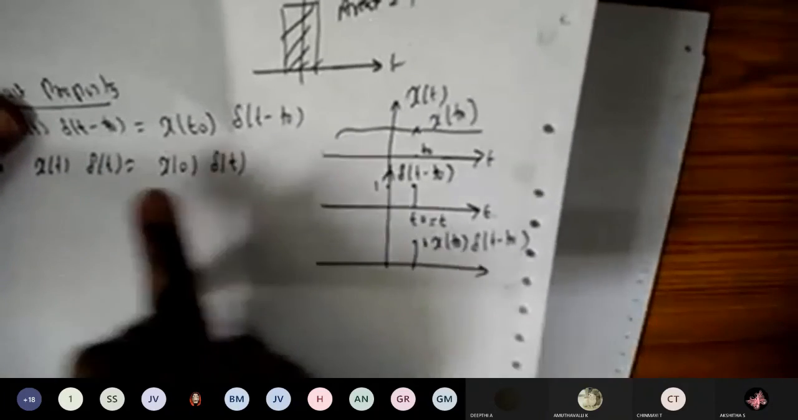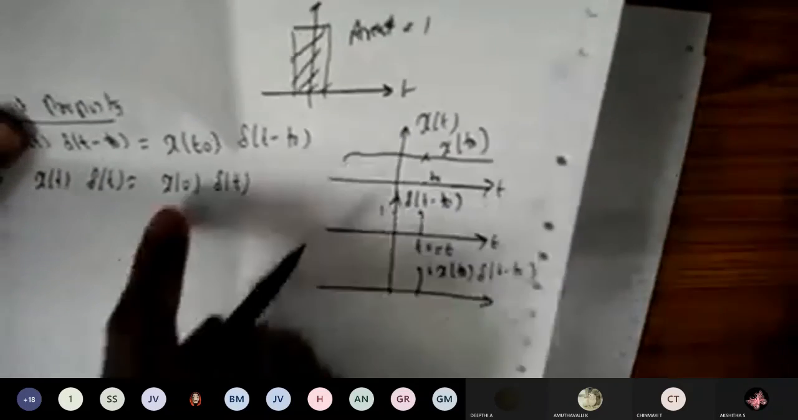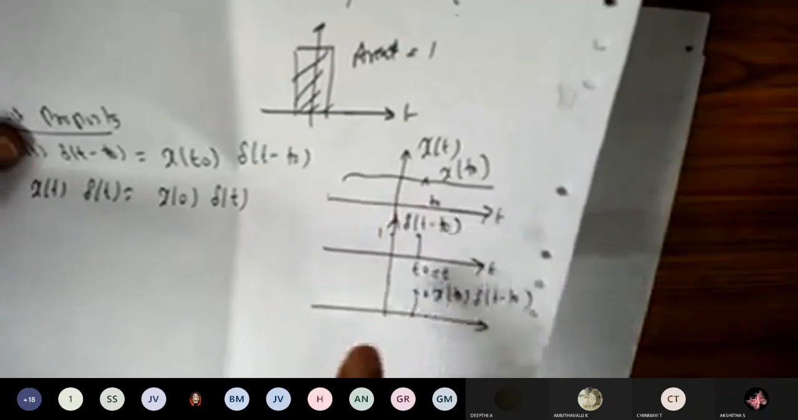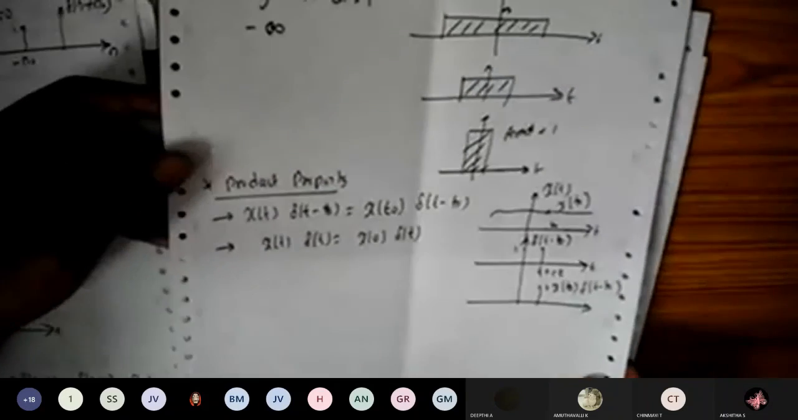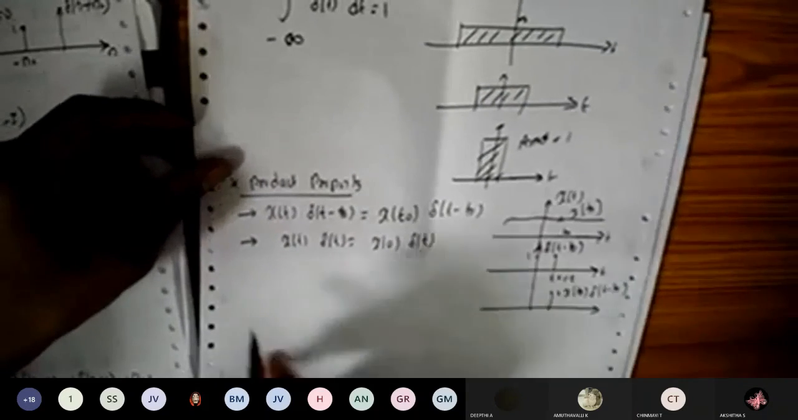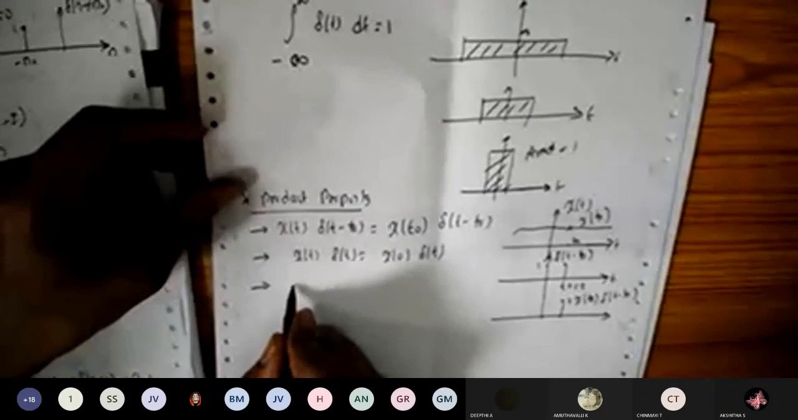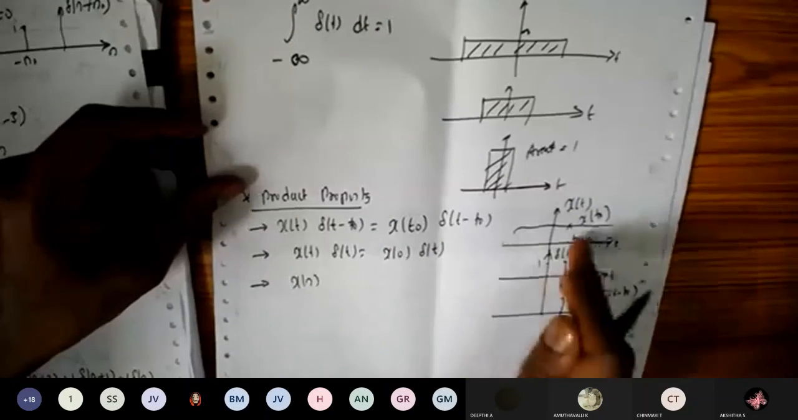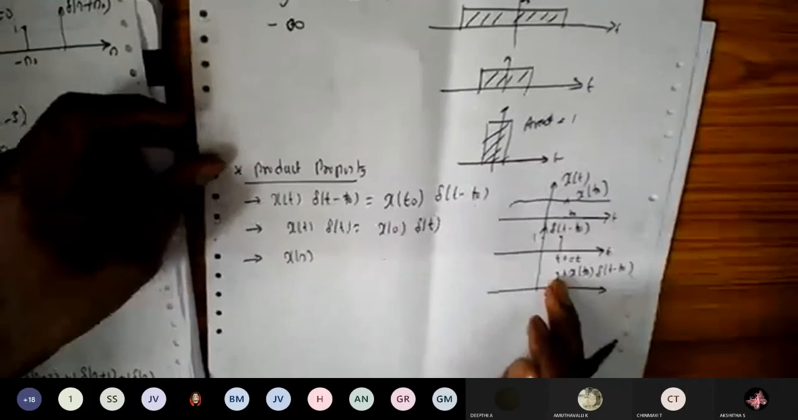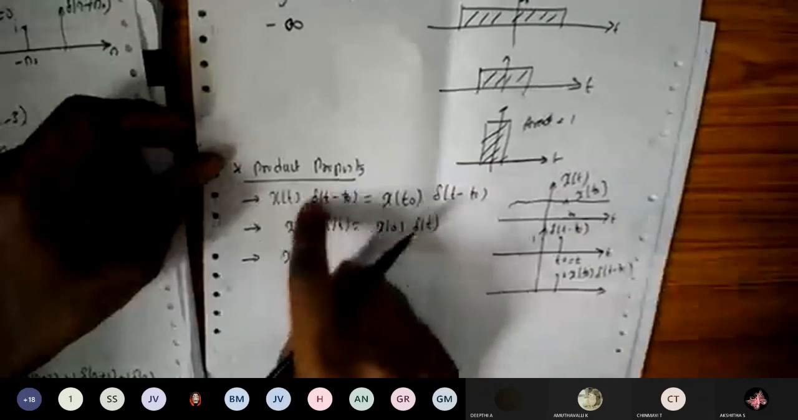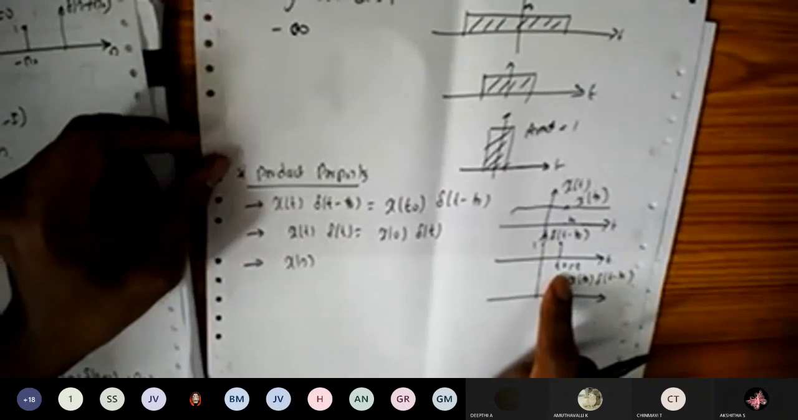Correct, right? Similarly for x of t into delta of t, the same way you can express it here. At t is equal to 0, we can call it x of 0. When you take the product, it will be like this. Done. Similarly for the discrete time signal, we can define it like this. Any doubts with this illustration? If you know the basic concepts, you can draw the waveforms and analyze here.